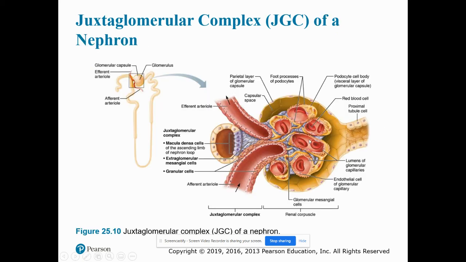So first, let's look at the macula densa here. Again, part of the ascending limb of the nephron loop, and it's going to sense the sodium chloride concentration inside the filtrate, which would be inside this tube. Then we have the granular cells here. These are the smooth muscle cells, and they are going to secrete renin. And then we have the extraglomerular mesangial cells, which may pass signals back and forth between these two cell types.